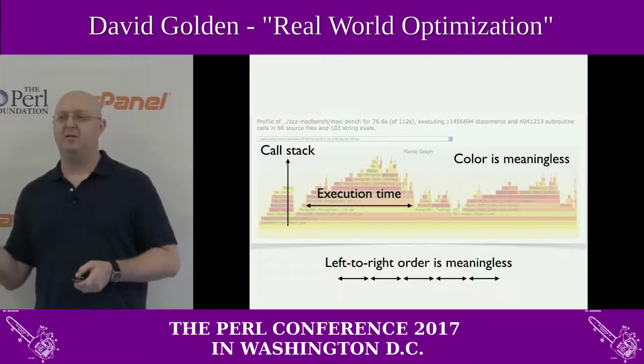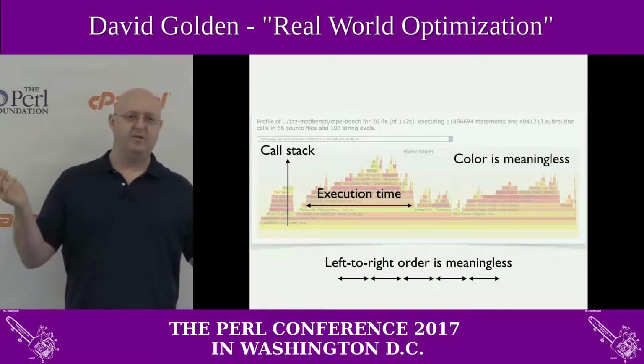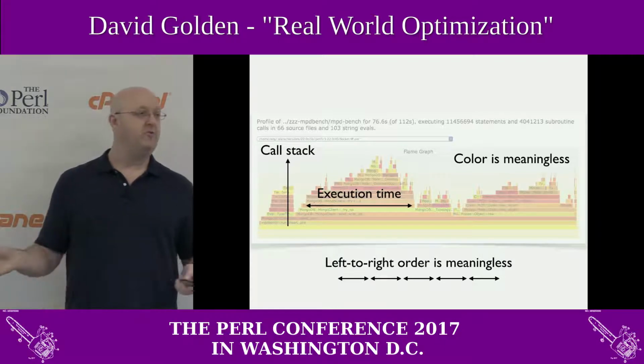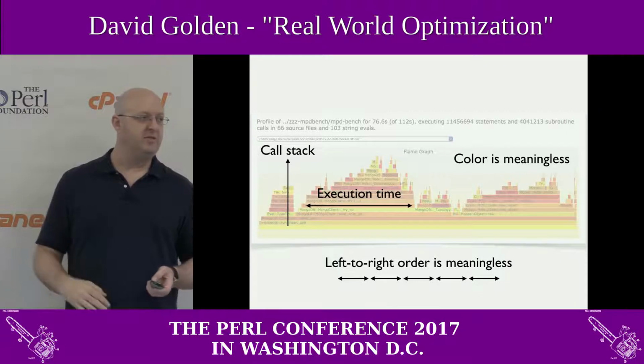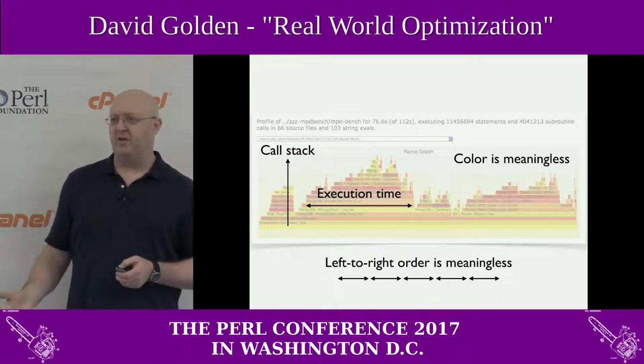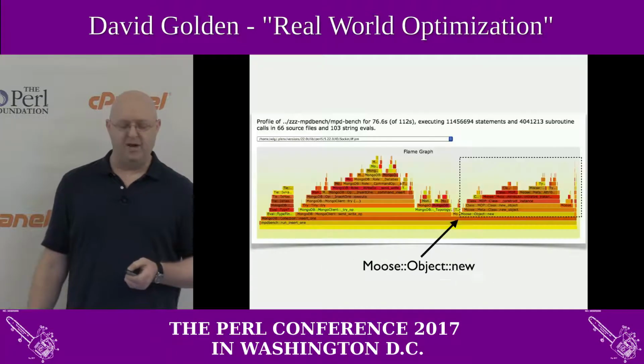Turns out the color is meaningless. It's colored to look like flames. I suppose you could color it to look like mountains or something else. And the left to right order is also meaningless. All that matters is you can see the call stacks, you can see execution times. But it does let you see at a very large scale chunks of work that might be worth investigating.